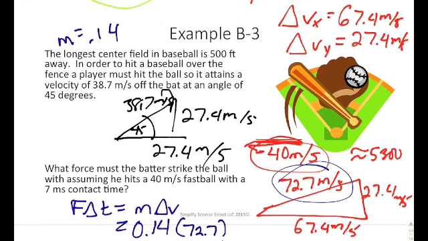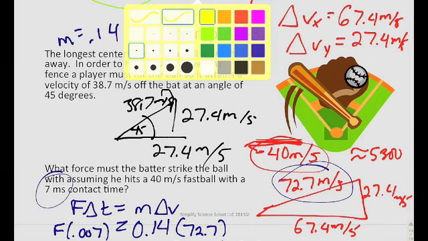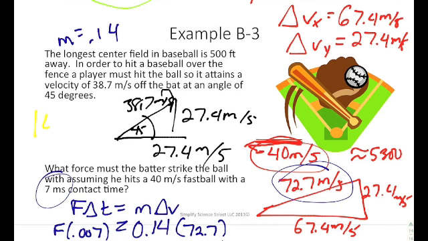So you have 0.14 times 72.7, and then on the other side you're going to have the force, which is what you're trying to solve for, and then you have the 7 milliseconds of contact time, so it's 0.007. So you're going to take 0.14, multiply it by 72.7, and divide it by 0.007. And when you do that, you end up with a really large force value of 1,454 newtons. It's a pretty big force value for hitting a baseball.